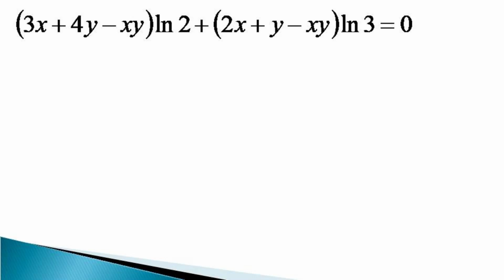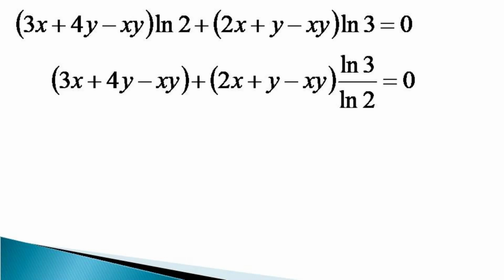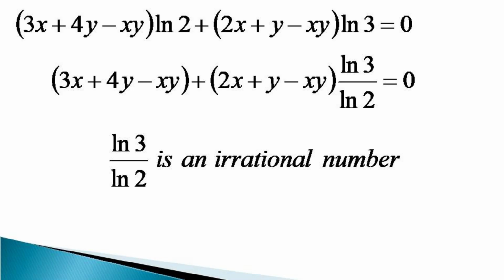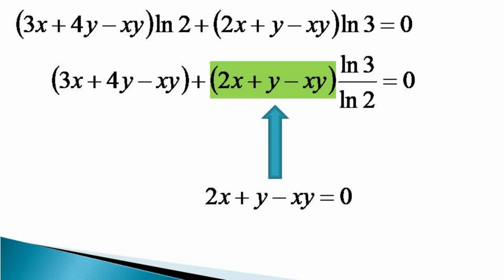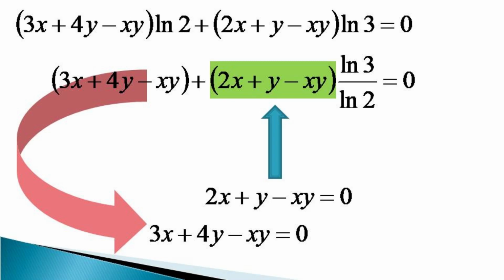To find the rational solutions of this equation, we divide whole of the equation by ln 2 to get another equivalent equation as (3x+4y−xy) + (2x+y−xy) · ln 3/ln 2. Here ln 3/ln 2 is also an irrational number. To find a rational solution of this equation, the term 2x+y−xy must vanish to remove the irrational term from this equation. That means that 2x+y−xy should be equal to 0, which makes this equation as 3x+4y−xy is equal to 0. This is the remaining term in the equivalent equation.